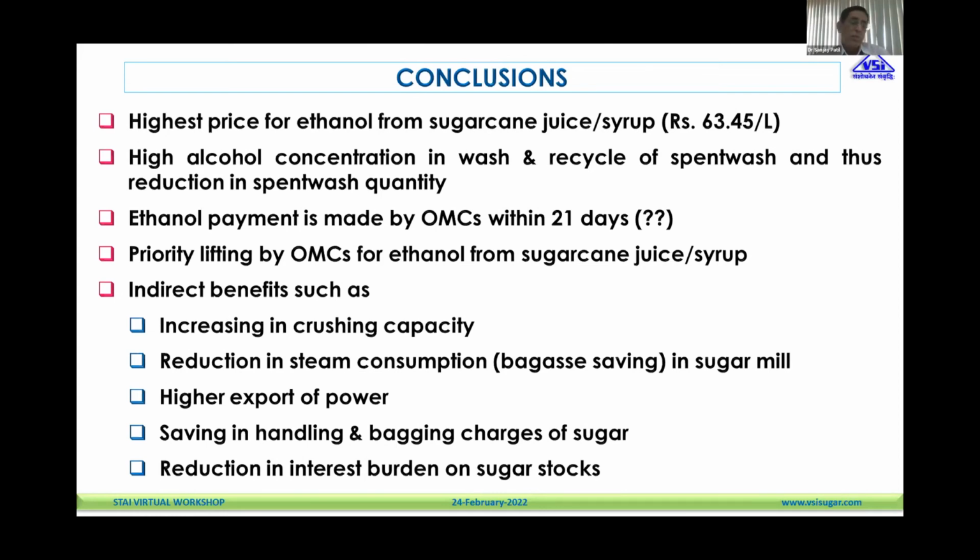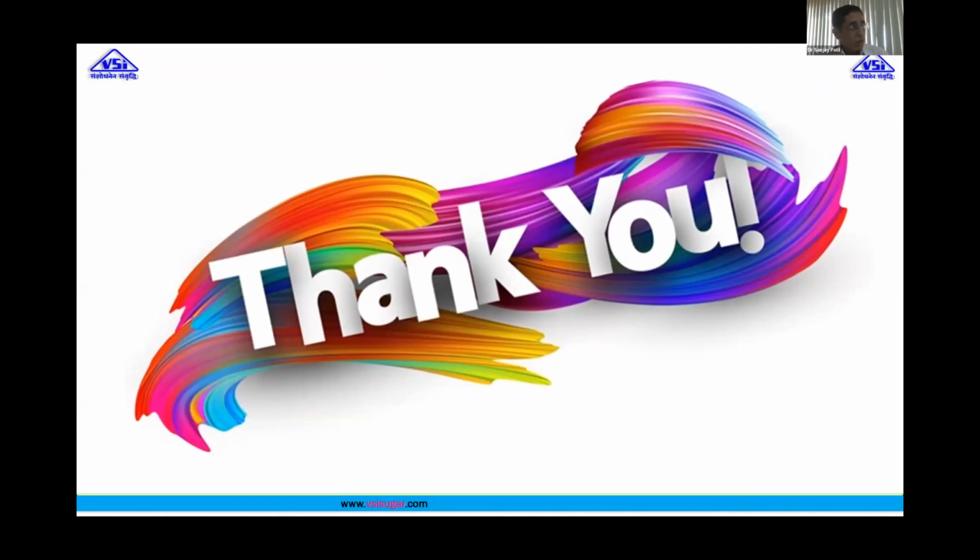And there are many indirect benefits such as increase in crushing capacity of the sugar mill, reduction in steam consumption, higher export of power, saving in handling and bagging charges of sugar, and reduction in interest burden on sugar stock. So this is what I wanted to bring to your kind notice. And if you have any questions, I am ready to answer them.